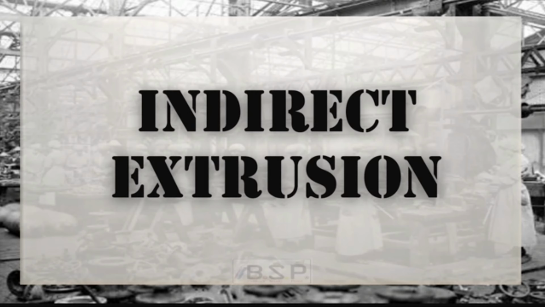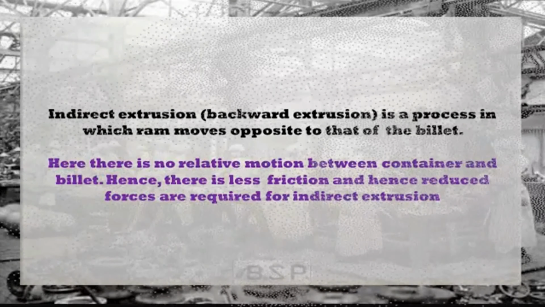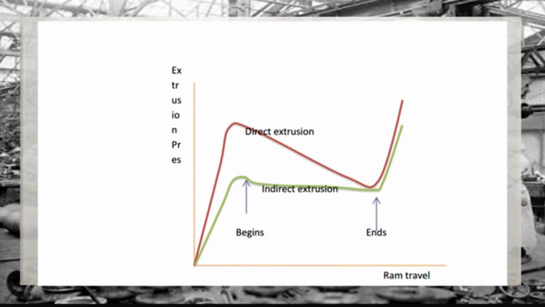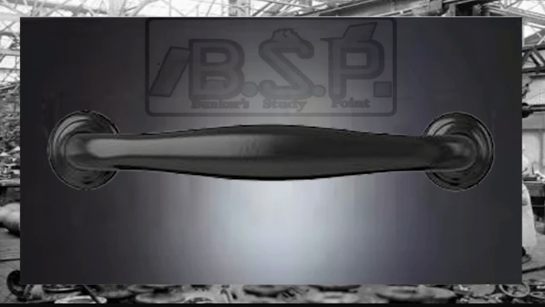Now let us study indirect extrusion. Indirect extrusion is also called backward extrusion. It is a process in which ram moves opposite to that of the billet. Here, there is no relative motion between the container and the billet. Hence, there is less friction and hence reduced forces are required for indirect extrusion. As you can see in the graph, the force required in direct extrusion is very high as compared to that of indirect extrusion.